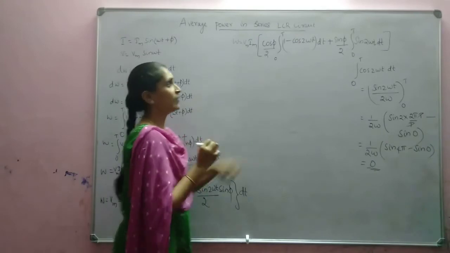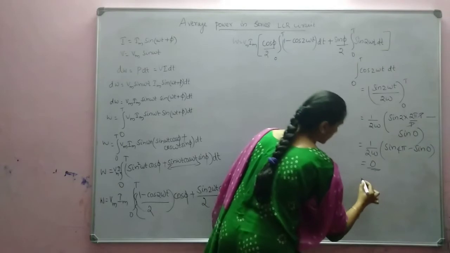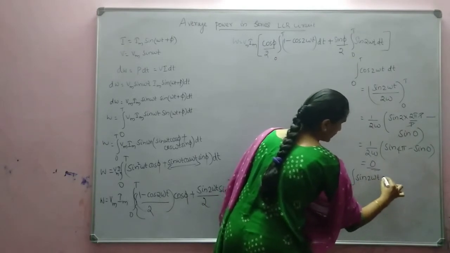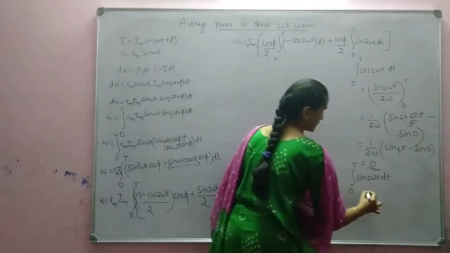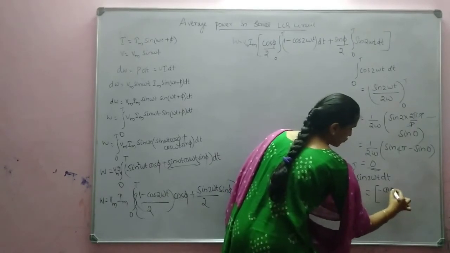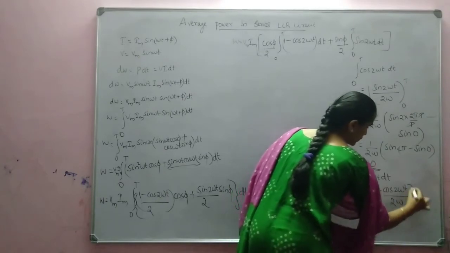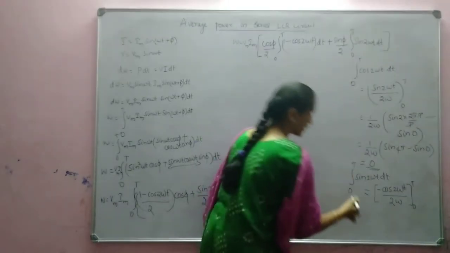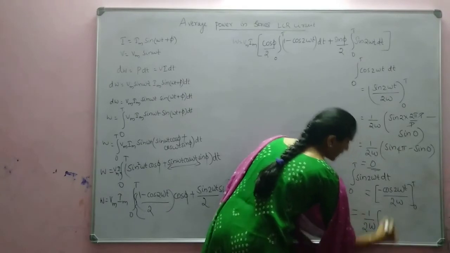Okay. Again we can integrate sin 2 omega t. If you integrate sin 2 omega t, what you will get? Integral sin 2 omega t dt between the limit 0 to T. If you integrate, you will get minus cos 2 omega t divided by 2 omega between the limit 0 to T. Minus 1 by 2 omega can be taken.